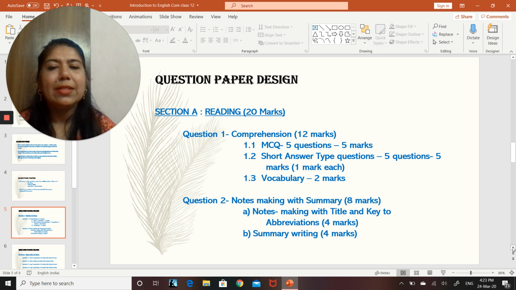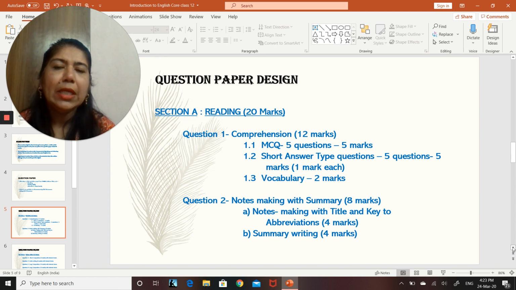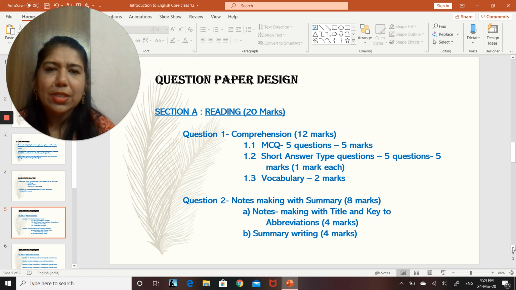Section A, that is reading section, carries 20 marks. This section has two major questions. First question is of 12 marks and is of reading comprehension. In this, either a prose or a poetry is given to comprehend. For the poetry or prose comprehension, the questions are given in a variety. The questions open with multiple choice questions in which each question is given 4 choices, out of which only one is the correct answer.